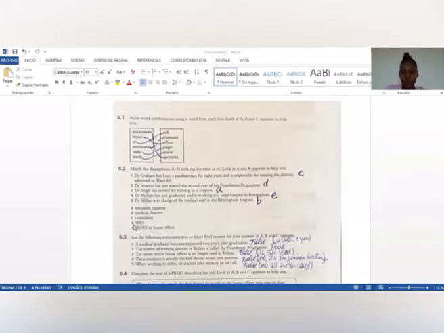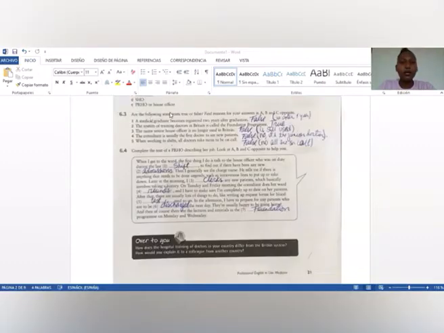Number 3, Dr. Singh has started his training as a surgeon. Letter A, specialist register. Number 4, Dr. Phillips has just graduated and is working in a large hospital in Birmingham. Letter E, registration house officer. Number 5, Dr. Miller is in charge of the medical staff in the Birmingham hospital. Letter B, medical director.